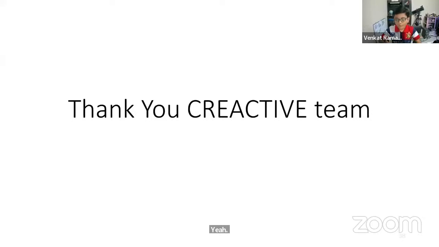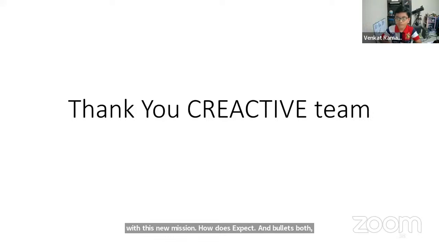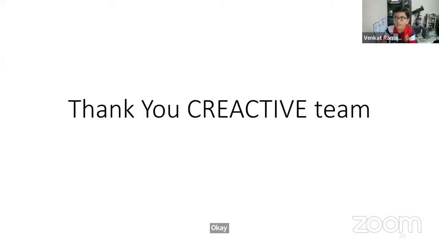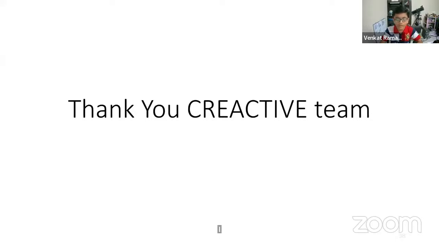Yes. So with this new mission, how do XSPECT and POLIX both add some new experience to ISRO and the people who have worked on this? Yeah, I got your question.